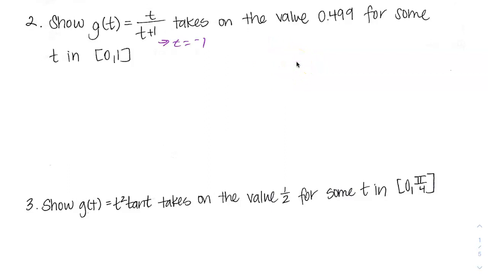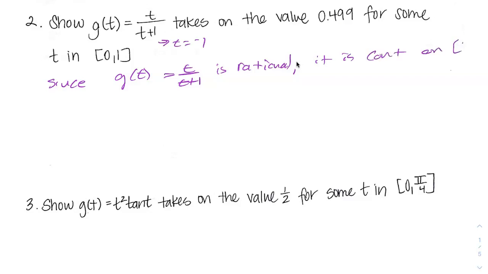So all we have to say is, since g of t equals t over t plus 1 is rational, it is continuous on 0, 1. Rationals are one of the known continuous functions. It's not continuous everywhere, but as long as the interval doesn't take over where it's discontinuous, then you're fine. So since g of t is rational, it's continuous on this interval. Totally fine. And then we do what we always do, right?